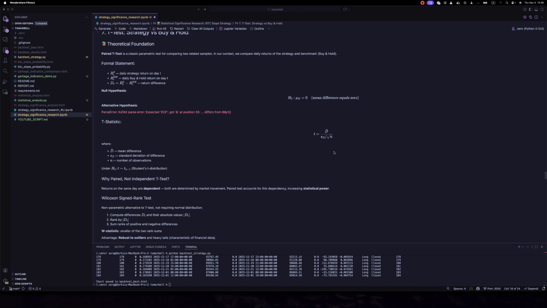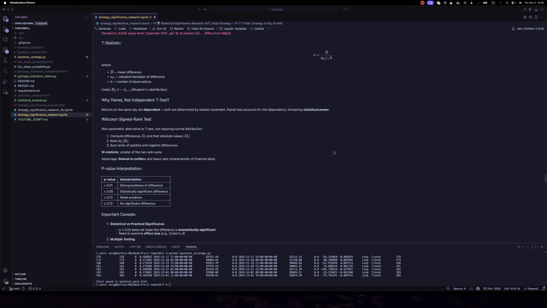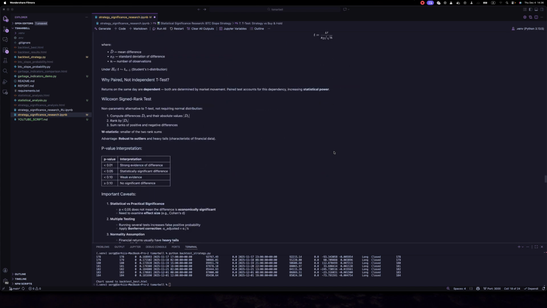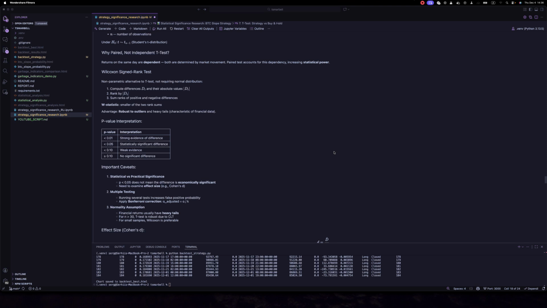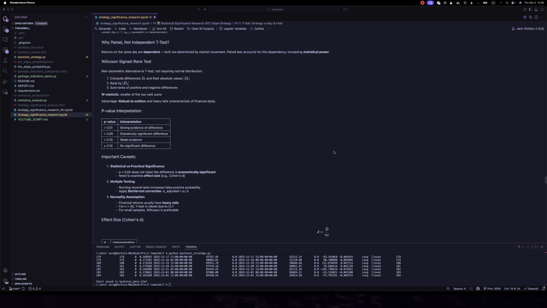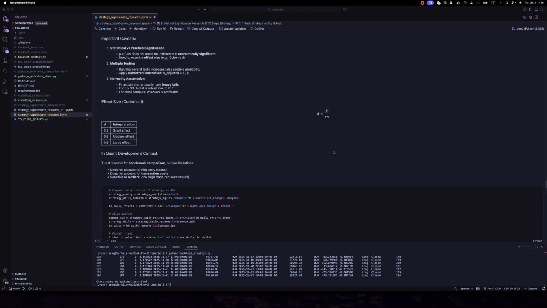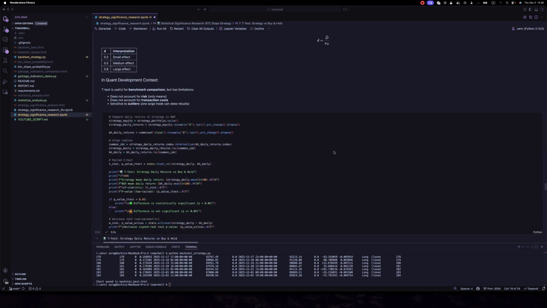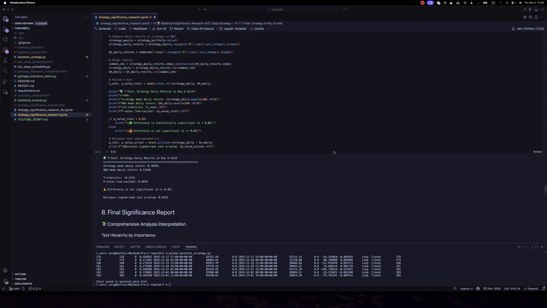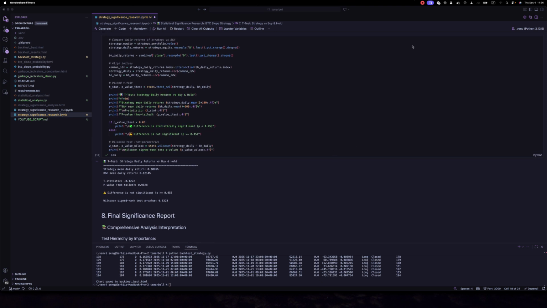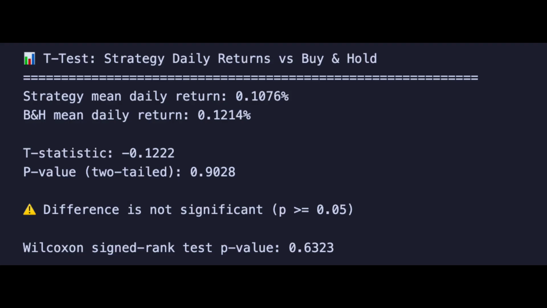Now the t-test. This one is interesting. The t-test compares the daily returns of our strategy versus buy and hold, and technically it didn't pass. P-value is 0.89. But here's why that's actually fine. The t-test measures whether daily returns are different, but our strategy isn't in the market every day. It's a tactical strategy. It enters only when signals align, which is about 6% of the time.